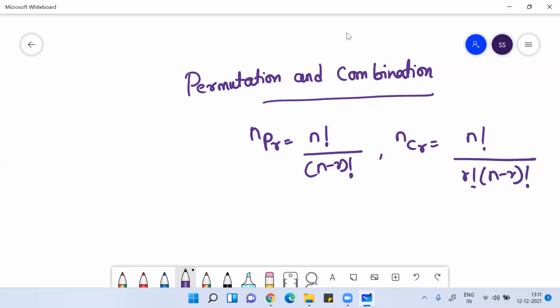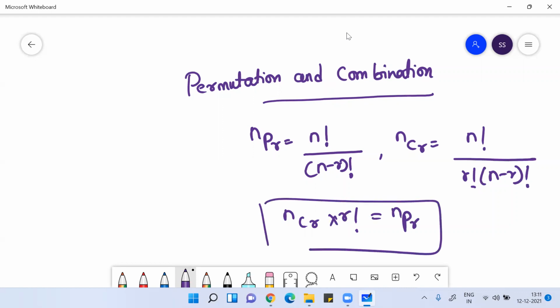So there are two, three things which you need to understand. First of all, you may not be aware what this factorial is all about. Next, you may not understand what nCr and nPr are. P here represents permutation and C here represents combination. You should also know the relation between nCr and nPr, that nCr into r factorial is equal to nPr.